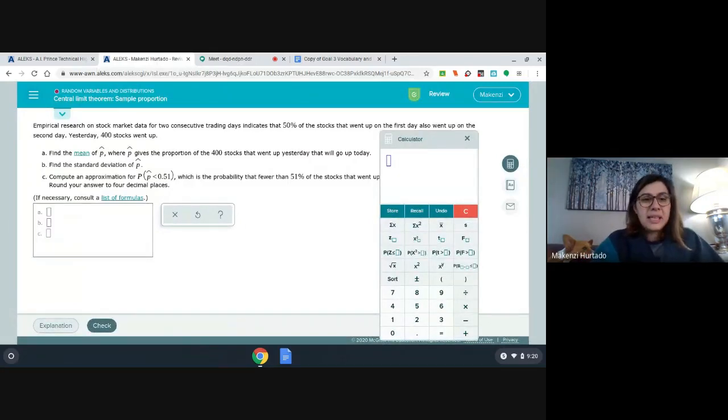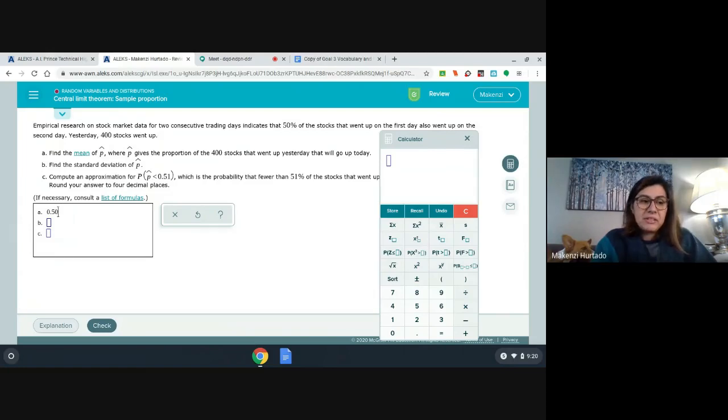So it says empirical research on stock market data for 2 consecutive trading days indicates that 50% of the stocks went up on the first day. So that is our P, but we're going to write it as a decimal. Our mean is 0.50. Yesterday, 400 stocks went up. 400 is going to be our N. Find the mean. Oh, we did that.